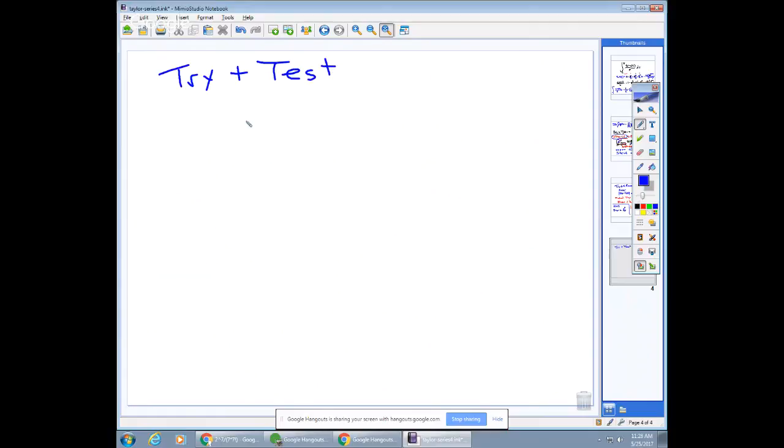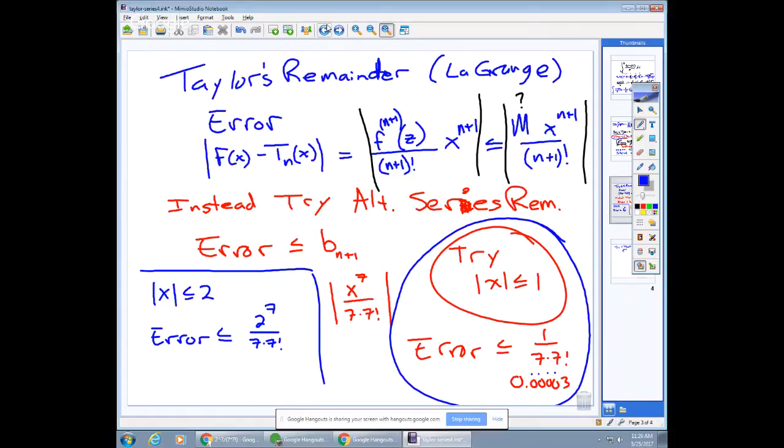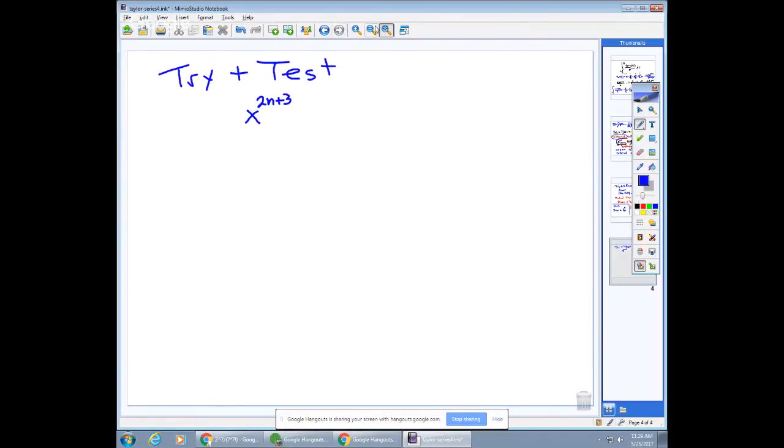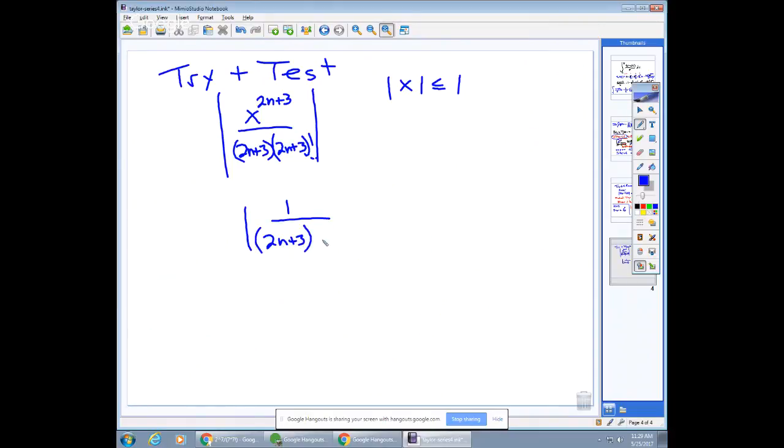Because what I want to know is my next term is going to look something like x to the 2n plus 3, right? The next one after where I stopped. According to my series, I'm stopping at 2n plus 1. So what's the next odd number after 2n plus 1? It's 2n plus 3, okay? So that's why I'm stating it that way. So my error is going to look like this, 2n plus 3 times 2n plus 3 factorial. Now, we're also adding the restriction that x has to be less than or equal to 1. So now my error can be rewritten as 1 over 2n plus 3 times 2n plus 3 factorial.